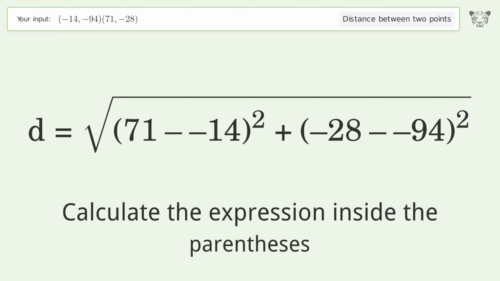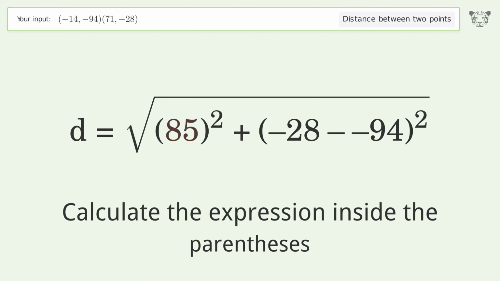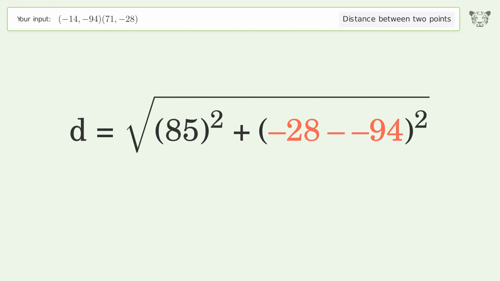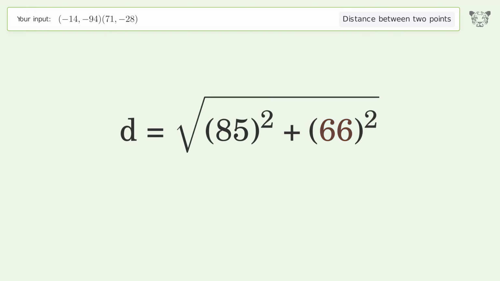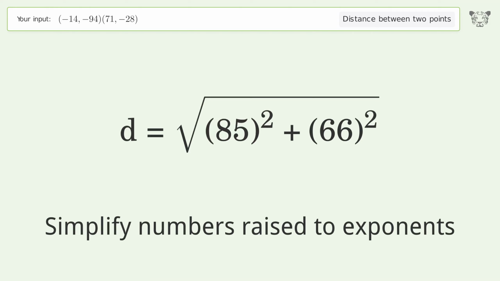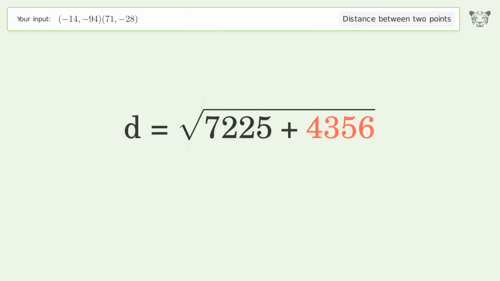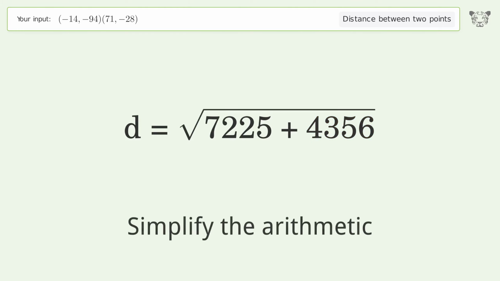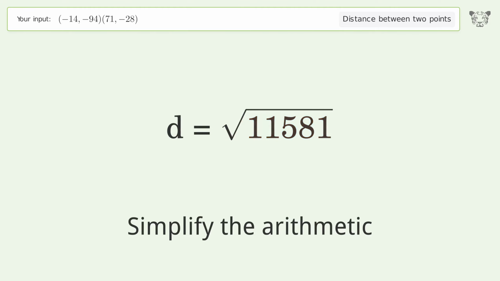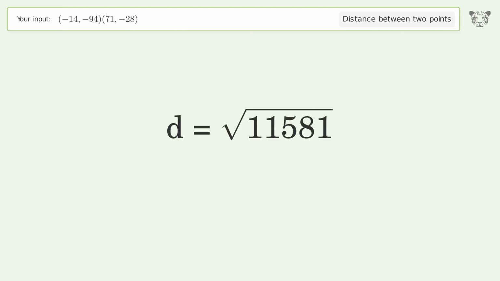Calculate the expression inside the parentheses. Simplify numbers raised to exponents. Simplify the arithmetic. And so the distance between the 2 points is the square root of 11,581, or 107.615.